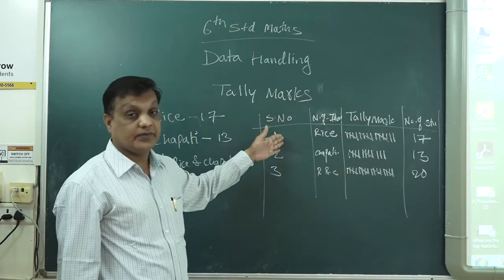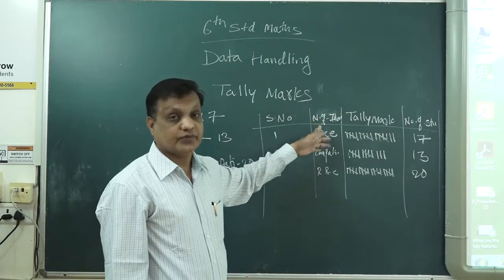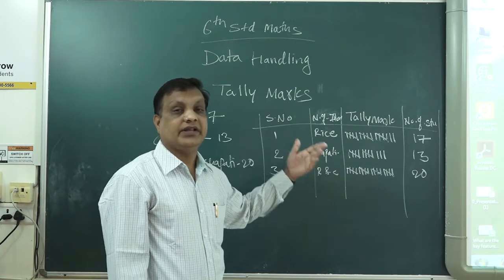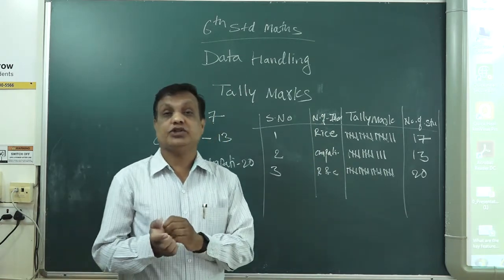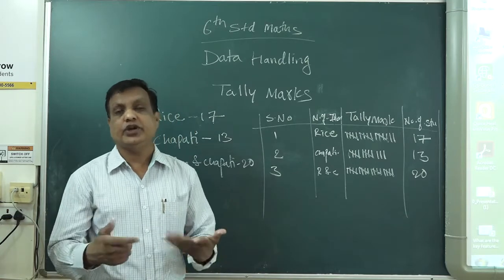First column is the serial number. Second column is the name of item, whatever the names are given there. Sometimes they will give the food items' names, sometimes chocolates' names, sometimes students' names. Whatever is given.